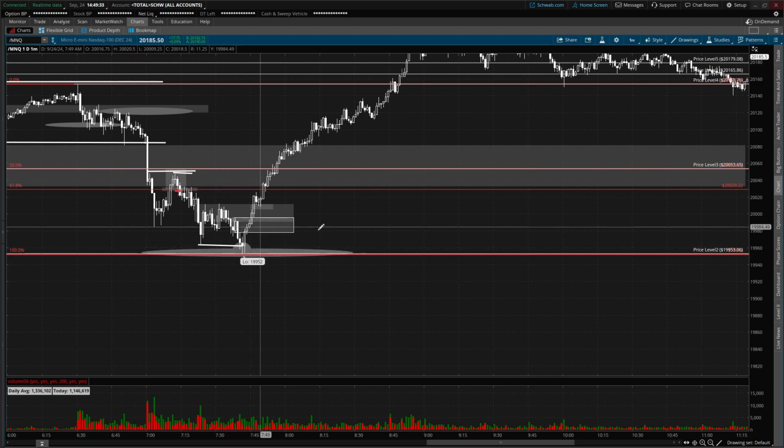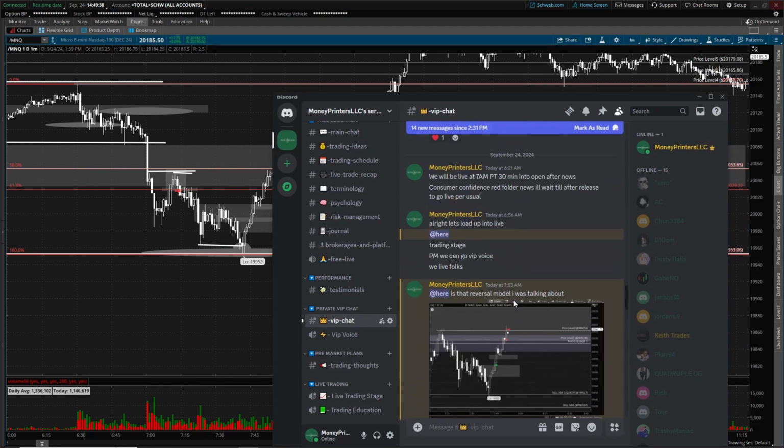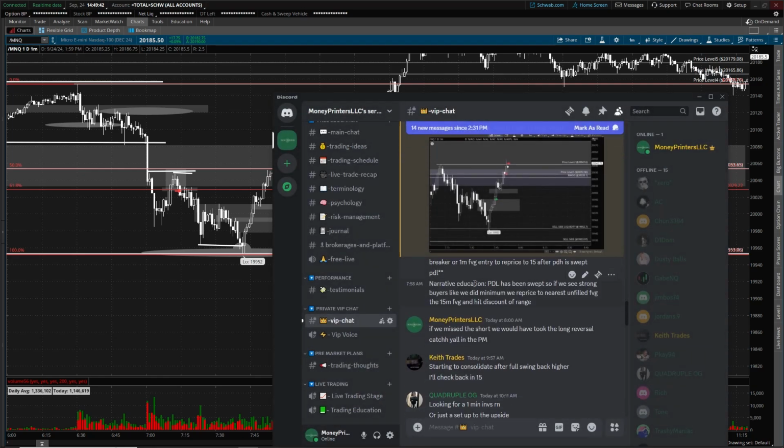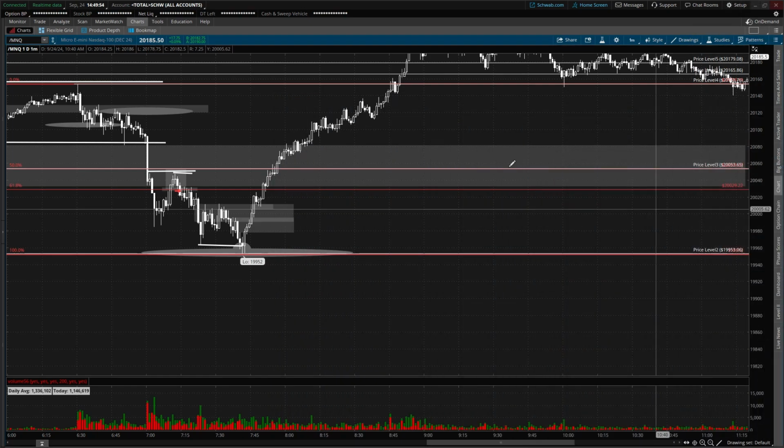And then I called for the reversal. If you go to the chat, I gave the members that idea here. Gave them my entry points, my narrative, why. Previous day's low has been swept. If we see strong buyers, which we did, at minimum we hit the 15-minute fair value gap and we're priced to the nearest unfilled imbalance, discount. But overall, great day. That is the September 24th recap.